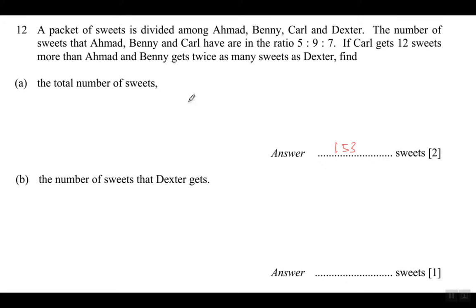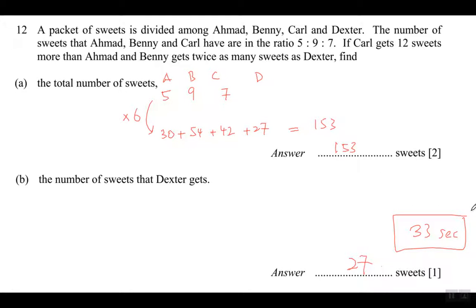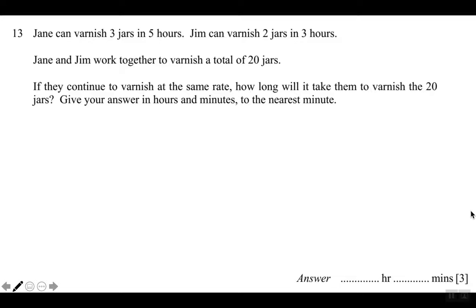Let's time this again. The number of sweets that Dexter gets. I remember that everything times 6, right? Times 6, yeah. So 30, 54, Dexter is 27, this is 42. Okay, so this adds up to 153 in total. Number of sweets Dexter gets is 27. Okay, so this took me 33 seconds. Stop. Next. Reset. Start.